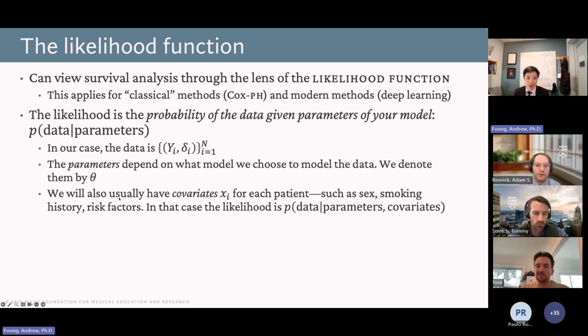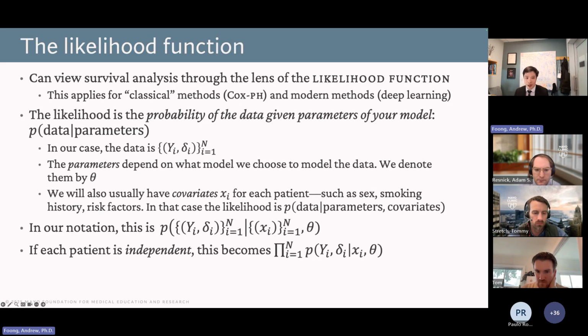And in addition to this, we'll usually also have covariates for each patient. These are indexed, again, by the patient number, xi. These are things like sex, smoking history, risk factors. They're properties of the patient that are useful for predicting their risk. In that case, the full likelihood function can be written as the probability of the data conditioned on the parameters and also the patient-specific covariates.